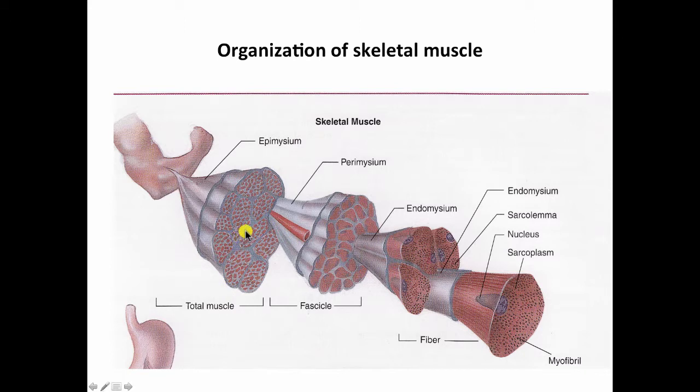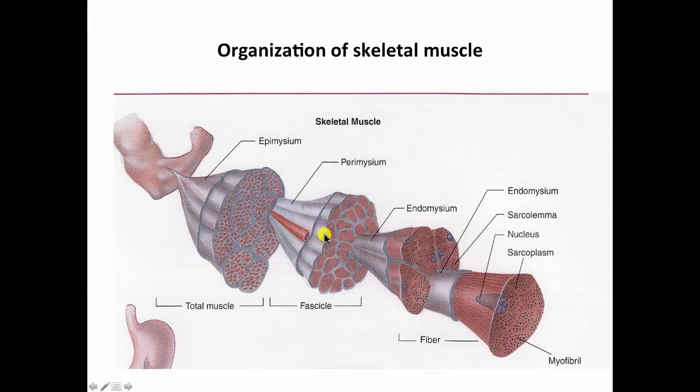The total muscle is made up of a number of fascicles, and fascicles are bundles of muscle fibers or muscle cells, and they are wrapped around by a layer of connective tissue, also dense irregular connective tissue, called the perimysium. And the perimysium is the pathway for the entry of blood vessels and nerves into a muscle.